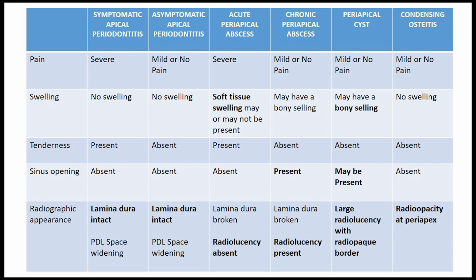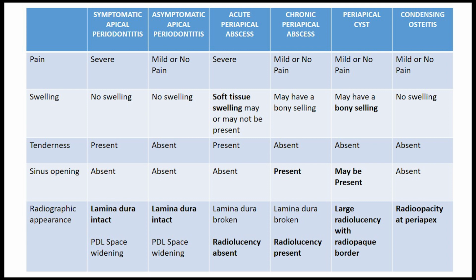the presence of pain or absence of pain I have clearly mentioned here. Swelling, soft tissue swelling is mostly associated with acute periapical abscess. Bony swelling is generally associated with chronic periapical abscess or mostly with the cyst. There is no swelling associated with apical periodontitis. When you talk about vertical tenderness or percussion, it is only present in symptomatic apical periodontitis or acute periapical abscess. Sinus opening is mostly associated with chronic periapical abscess or periapical cyst sometimes.